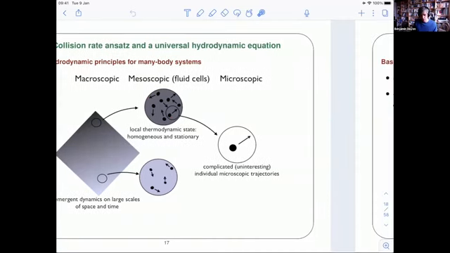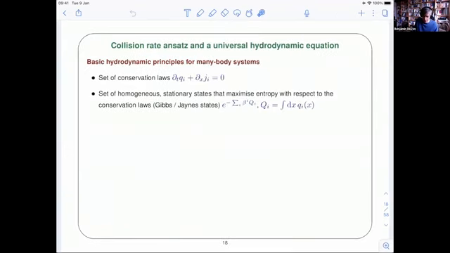So how do you do that? Well, the starting point of hydrodynamics is the set of conservation laws. You've got to know what the conservation laws allowed by your model are. Well, local conservation laws, for instance, energy, momentum, particle number. If you have integrable models, you have the higher conserved quantities, for instance. The other thing that you need to know are the homogeneous stationary states that maximize entropy, which is purely from physical principle. It's not a derivation, but it's a physical principle of hydrodynamics.